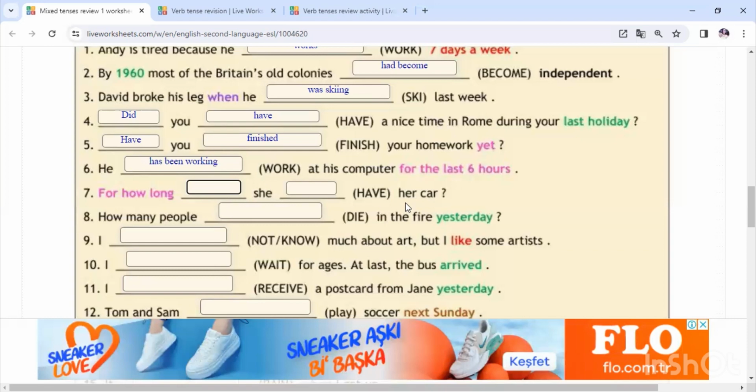She has... For how long has she had a car? Yes. This had is the third form of have, this one, third form. And this has is the auxiliary verb, because we're asking a question, okay?